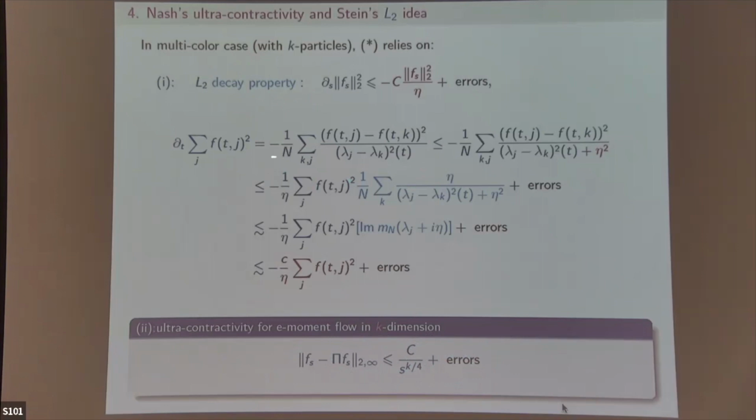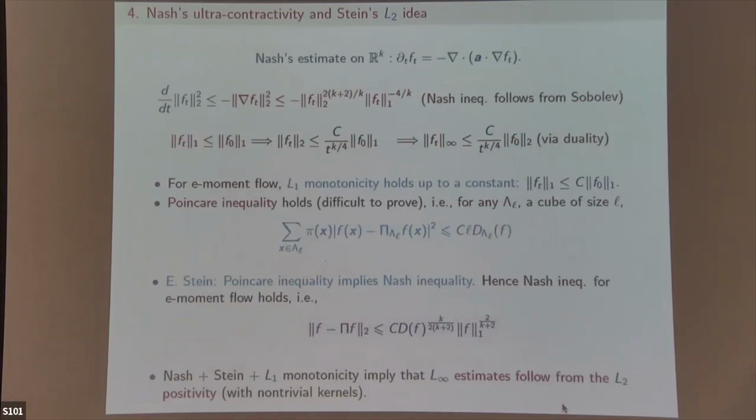And the reason you can get the L2 estimate is because you see that the flow is positive in L2, and so L2 is actually much easier. Then you also get the L2 to L infinity estimate. And now here is the last slide. I want to explain where Nash and Stein's idea comes in. I think it's a nice story.